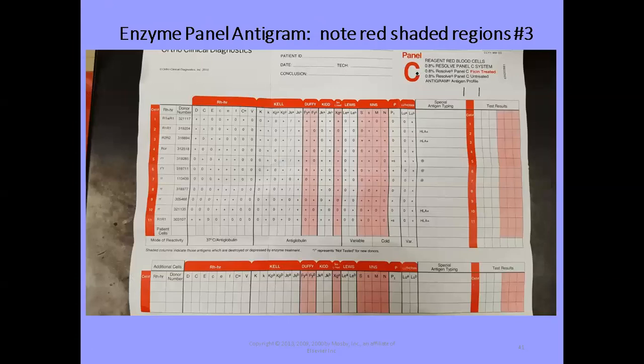And here's a close-up of the antigram from the panel cells. And so remember, big S and little s can have variable reactions after enzyme treatment, but M and N and Duffy would absolutely be destroyed.